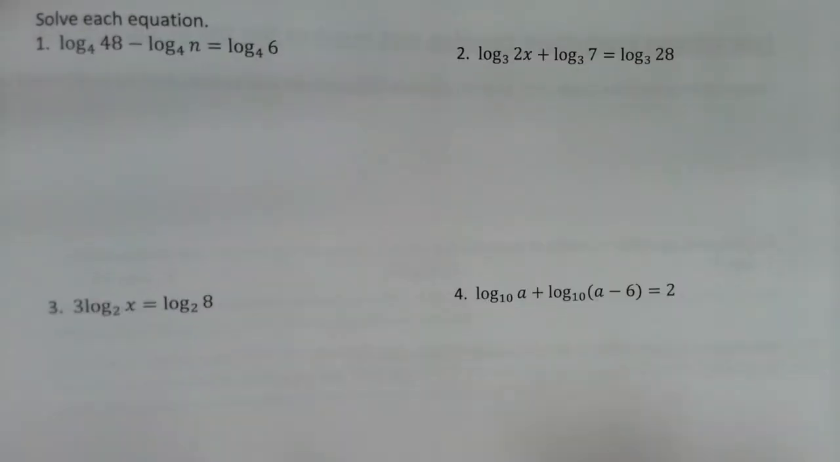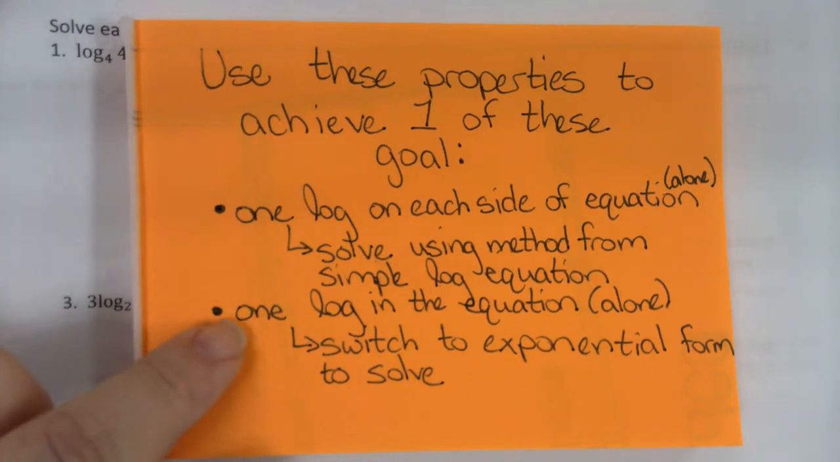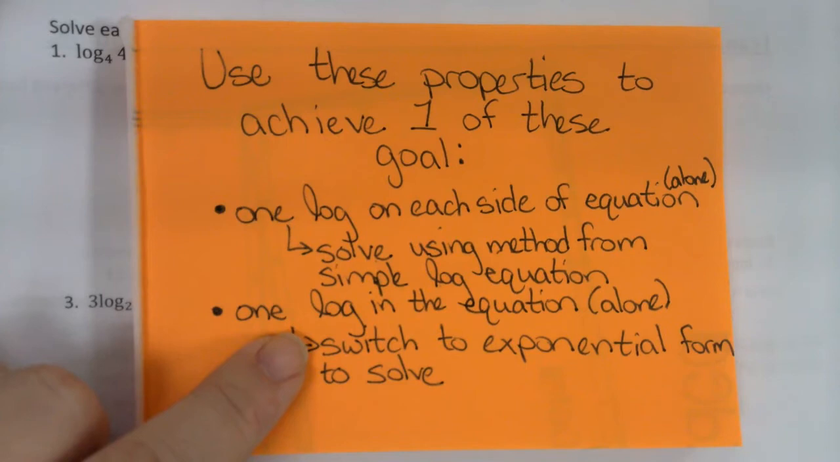Now, when you see an equation like this, you are trying to meet one of two goals. You are either trying to have one log on each side of the equation that's all by itself, so that you can solve using your method from simple logarithm equations, where you take the of number on each side and set them equal to each other. Or you are attempting to have only one single log in the entire equation, and it has to be by itself, and you can switch to exponential form to solve.